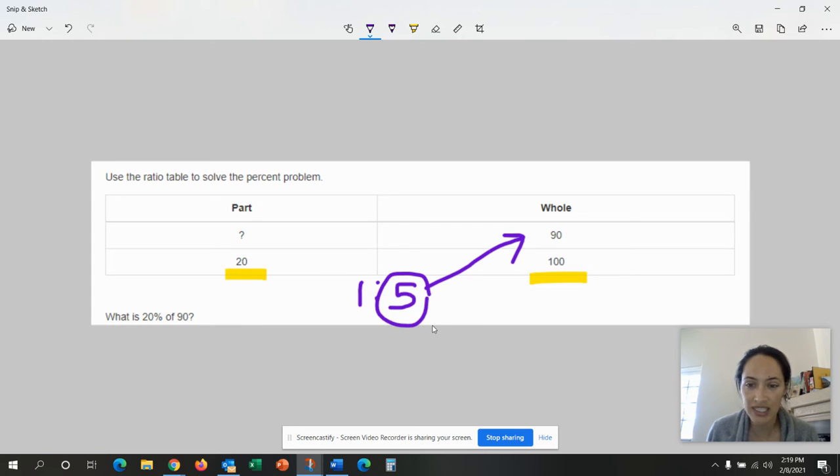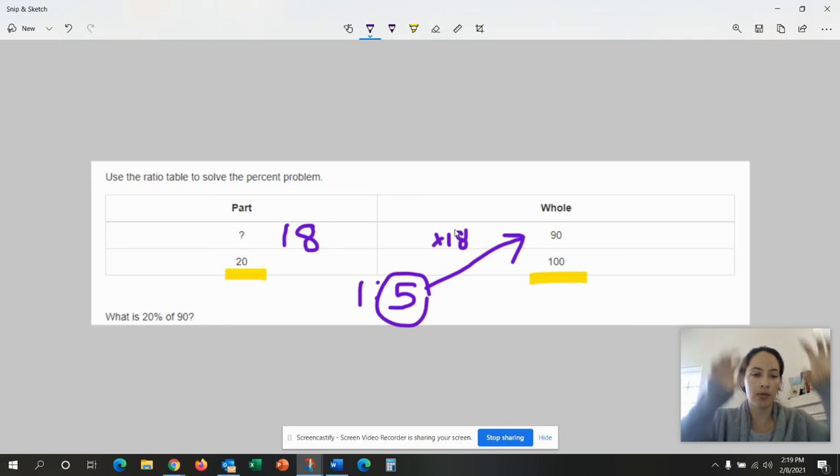That's interesting. Let's see, is it 18? It looks like it's 18. Because if we do 10 times 5 is 50, 90 minus 50 is 40, and then 5 times 8 is 40. So 18 is 20%, right? And we did that because 5 times 18 equals 90, and we have to keep it equivalent.